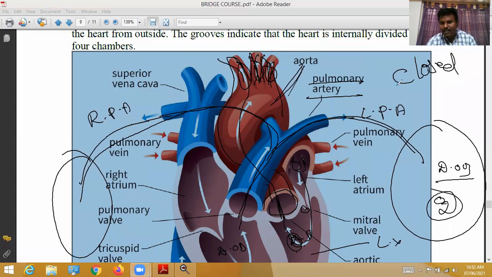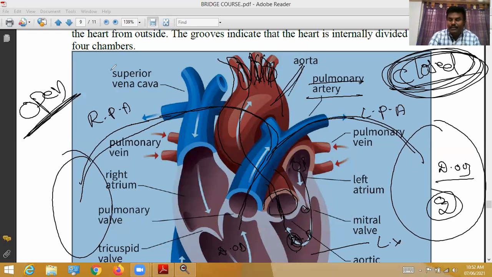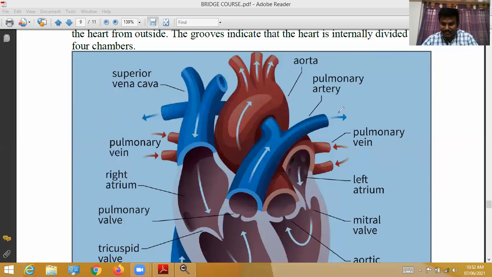In the open type of circulatory system, well-developed blood vessels are absent, so from the heart, blood directly enters the body cavity. In the closed type, blood vessels are well developed, and through them blood is pumped to all the body parts. Closed means blood is pumped through closed blood vessels. In the open type, blood is directly pumped from the heart to various body parts through body cavities, open spaces. That's all.